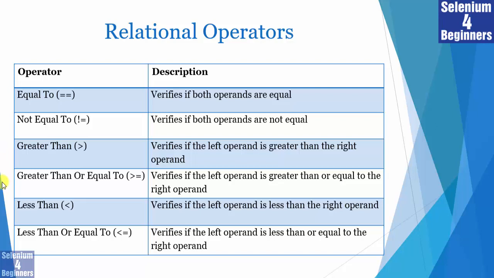Greater than or equal to combines 2 symbols, the greater than and equal to symbols, that verify if the left operand is greater than or equal to the right operand. Less than is an opening angular bracket that verifies if the left operand is less than the right operand. Less than or equal to combines 2 symbols, the less than and equal to symbols, to verify if the left operand is less than or equal to the right operand. Let's demo the relational operators.